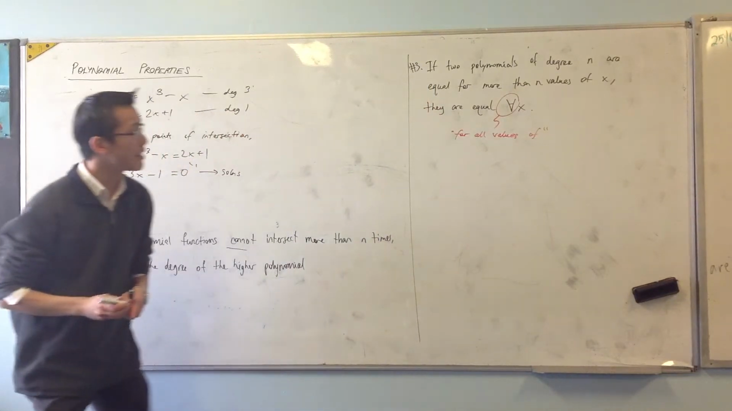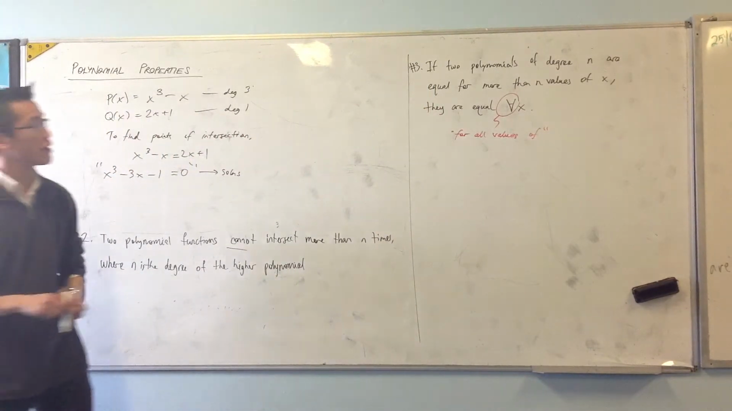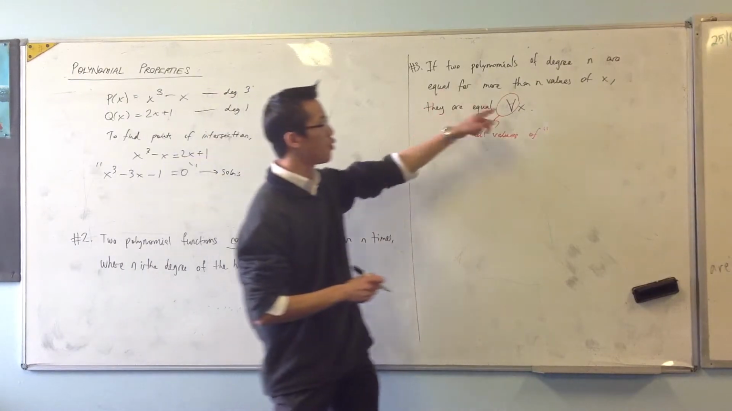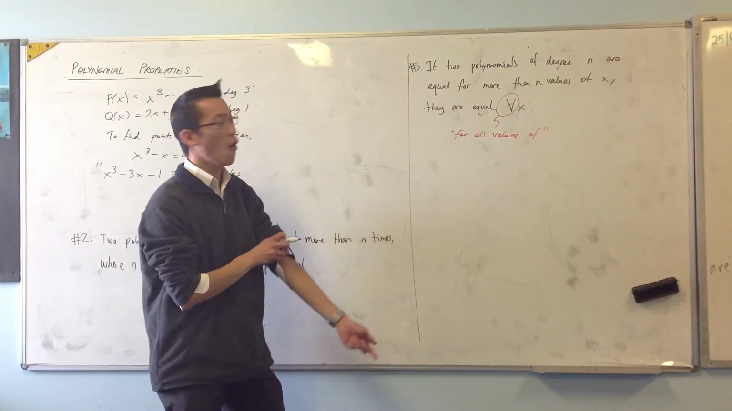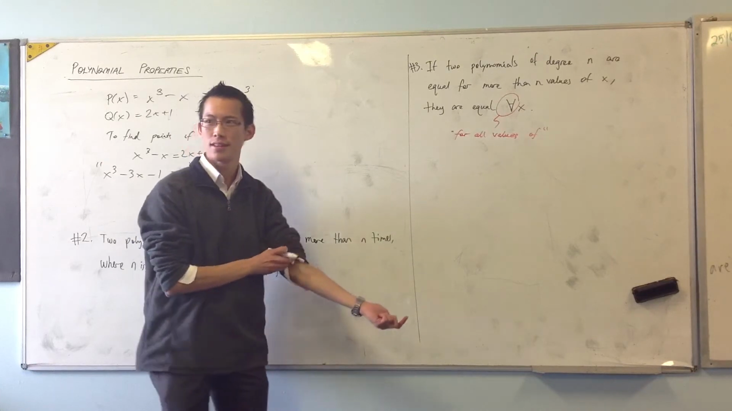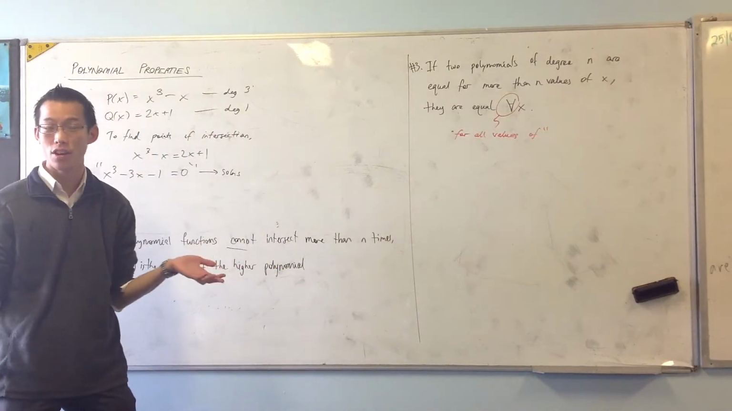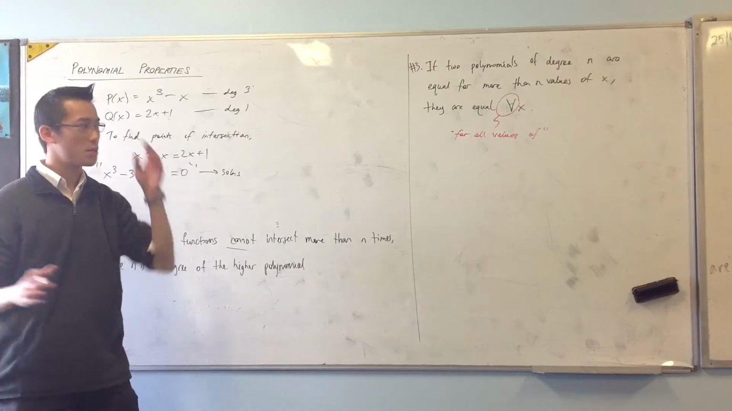Okay, so I read that as: if two polynomials of degree n are equal for more than n values of x, then they're equal for all values of x. They are the same polynomial. Now, what does this mean?